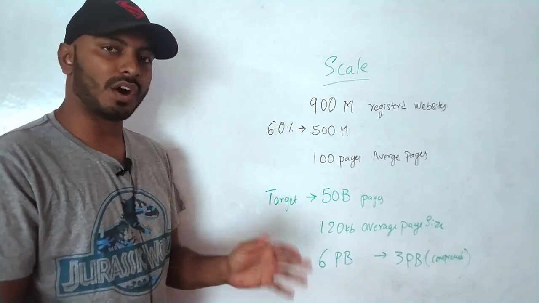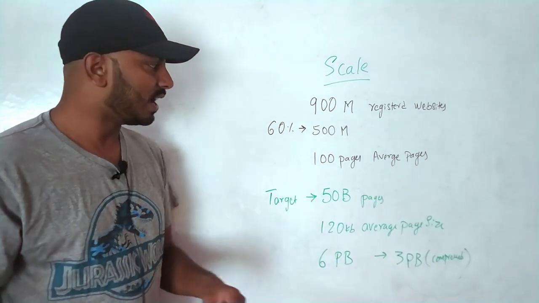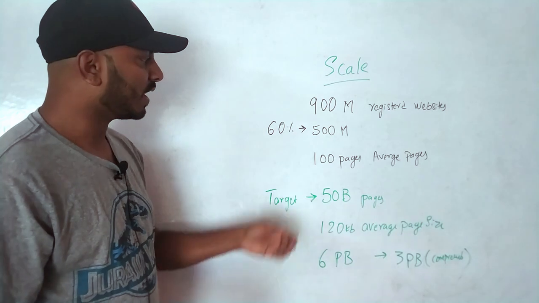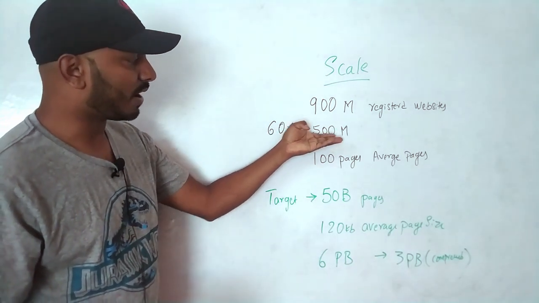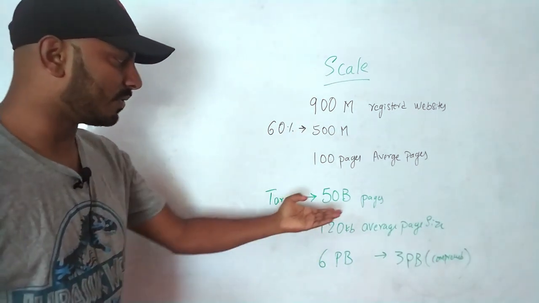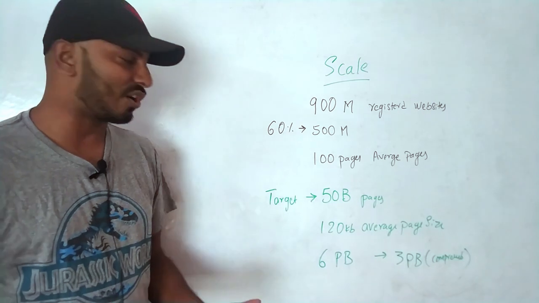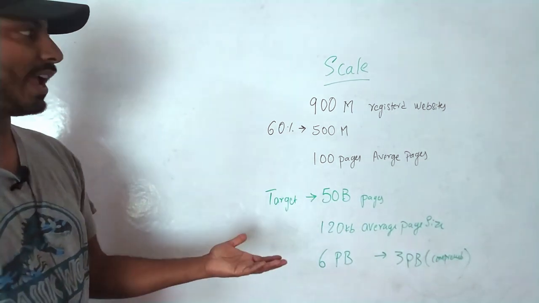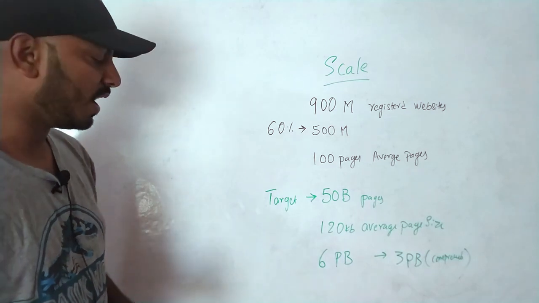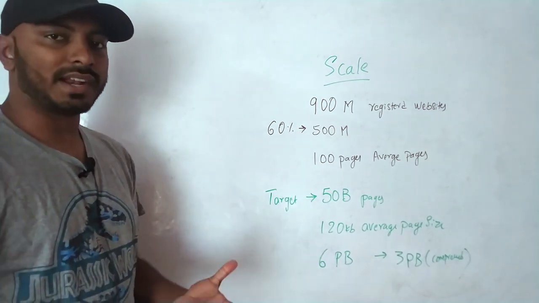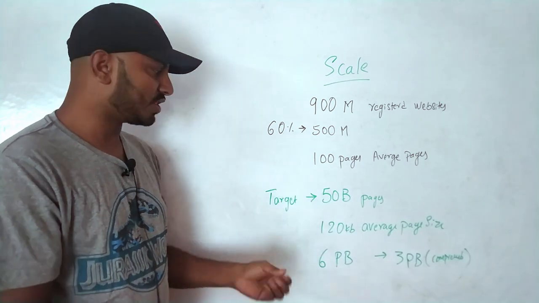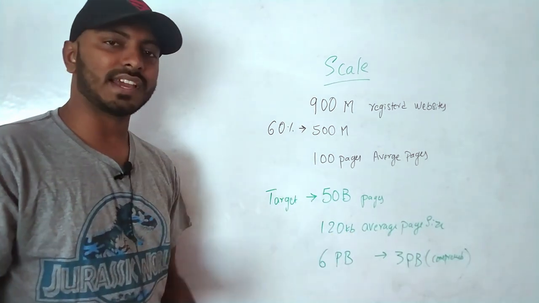Some sites will have one or two pages, and some sites have 1,000 pages. Let's keep 100 pages on average in each site. That gives us 500 million times 100 pages, so around 50 billion pages we might need to crawl. This is the number of pages we are planning to crawl, and that's the scale we need to build the crawler for. The size matters too, because we are also planning to save each and every page in our storage, so we have to calculate the average size of a page.